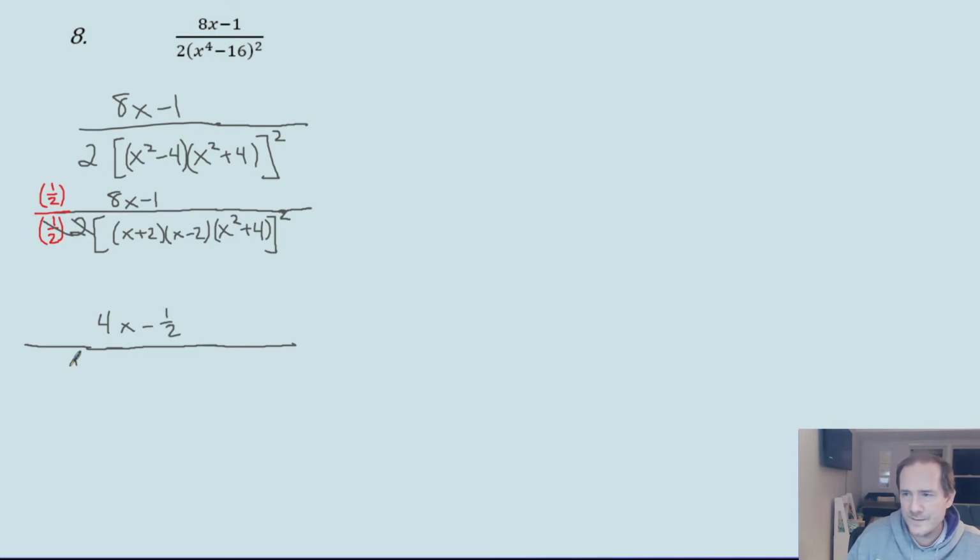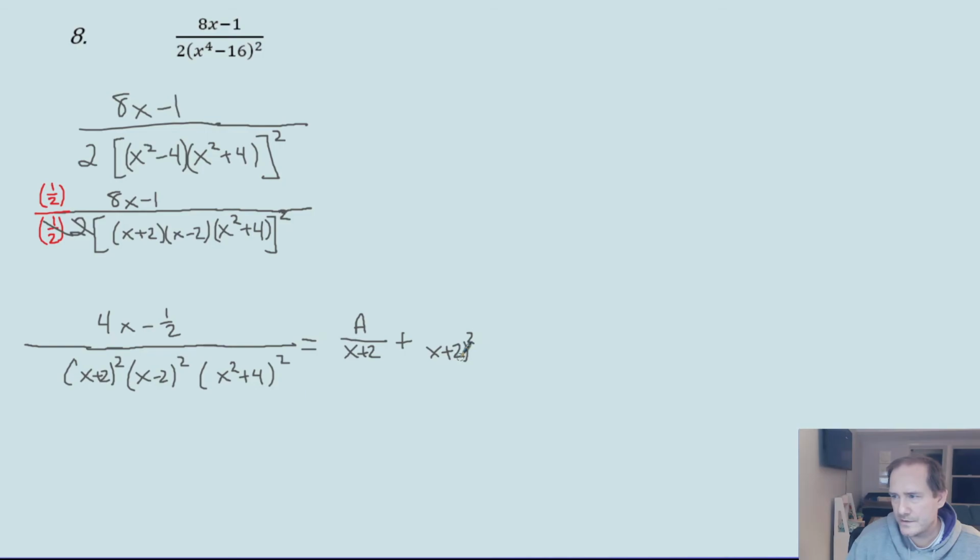Then I'd have a denominator of (x plus 2) squared, so that's a repeated linear. I'd have (x minus 2) squared, so that's a repeated linear. And I'd have (x squared plus 4) squared, so that's a repeated quadratic. So it looks like I'm staring down 6 fractions. That'll just have a numerator of a. Then (x plus 2) squared gets a b.